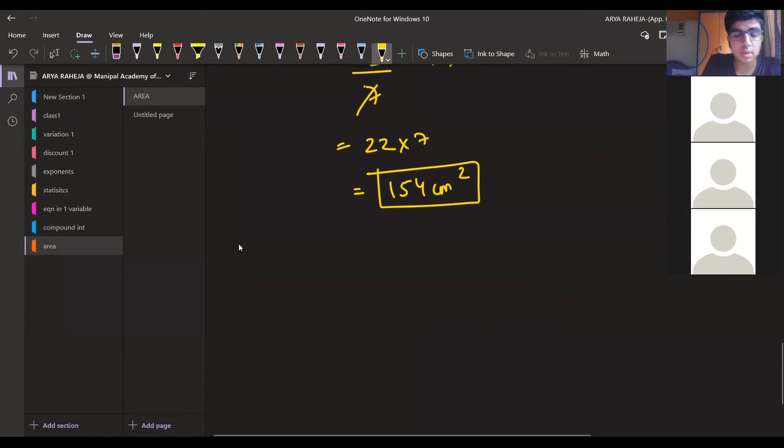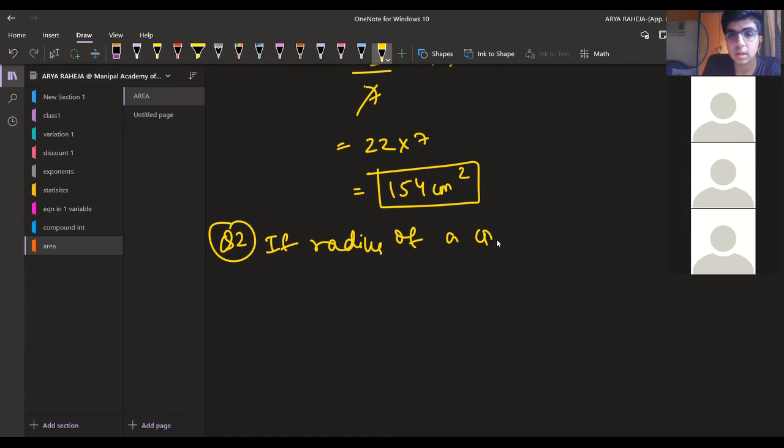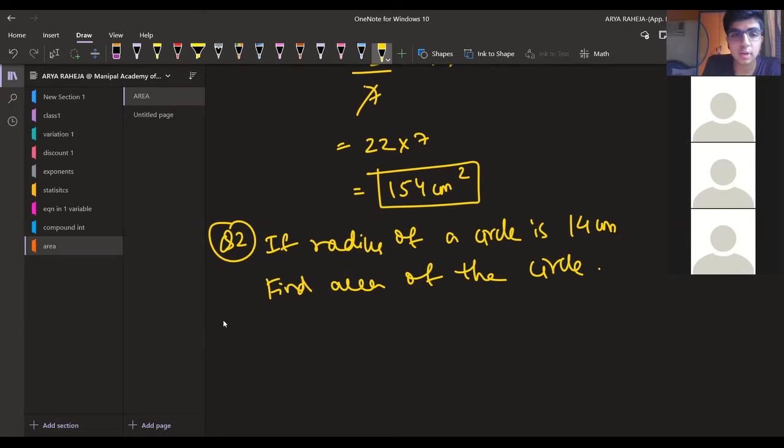Simple. Now I'll give you all a question to do. If radius of a circle is 14 centimeters, find area of the circle. ठीक है, जल्दी. Okay, fast. Well, you'll have 2 minutes. So solve it and send me the answer in the chat. I'm waiting.